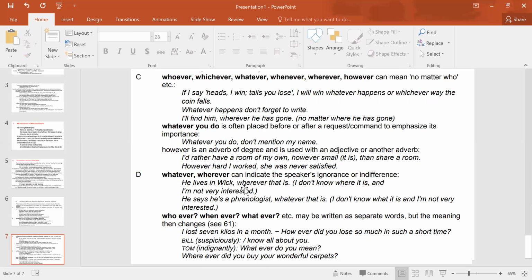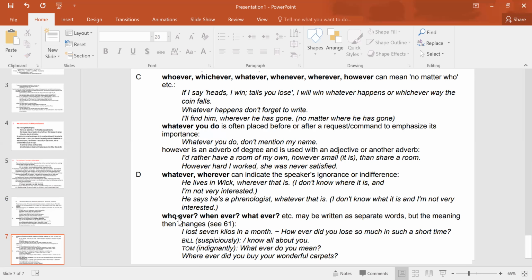For example, he lives in Vic, wherever that is. Here, wherever means it doesn't concern the speaker. The speaker has no concern with this. I don't know where it is, and I'm not very interested. When you are not interested in something, you also use words like whatever, wherever, etc.